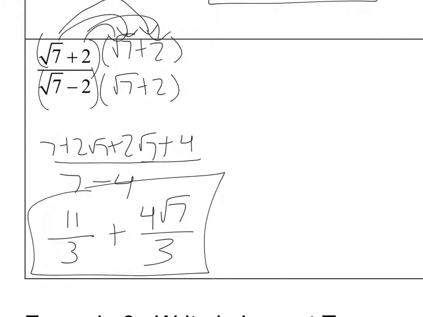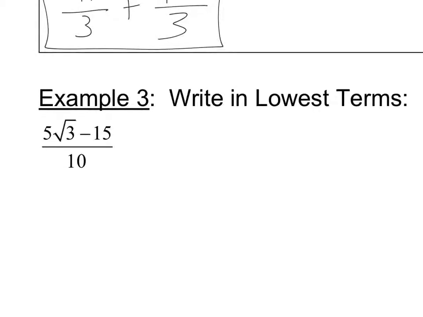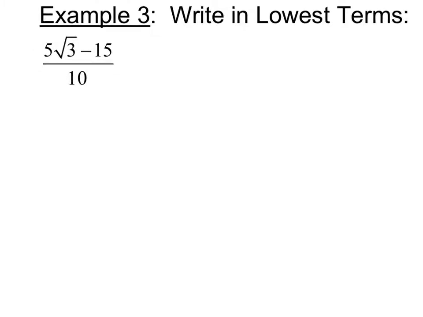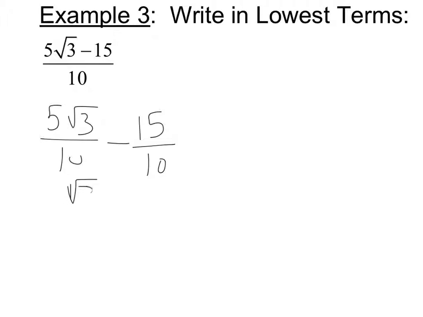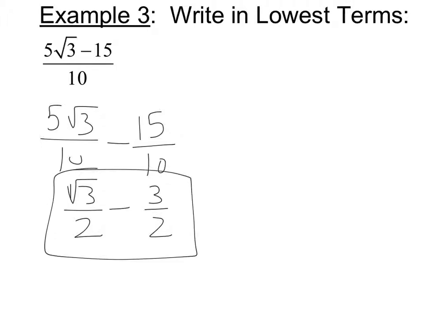Let's keep going. So this one's just right in lowest terms, so this is what I'm saying. This is why we should always separate. Okay? So that's going to be square root of 3 over 2 minus 3 over 2. Alright, let's move on.